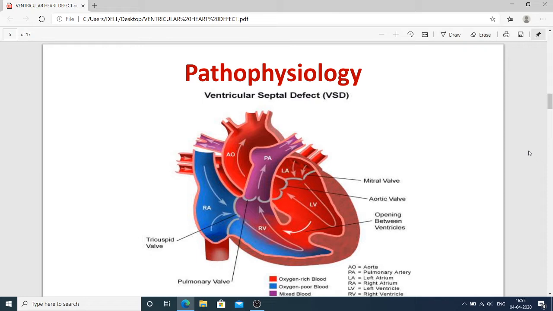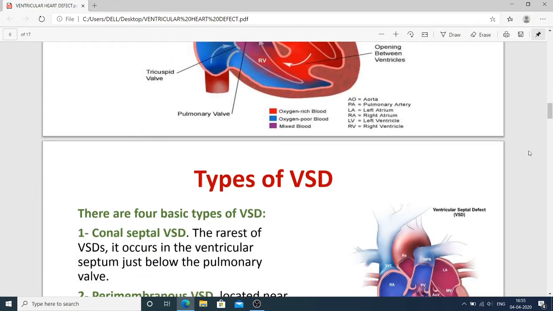That is the reason a child suffering from ventricular septal defect does not show the symptom of cyanosis. What is cyanosis? Bluish discoloration of the skin due to poor circulation or inadequate oxygenation of the blood. I hope you understand. Okay, then we have to proceed.